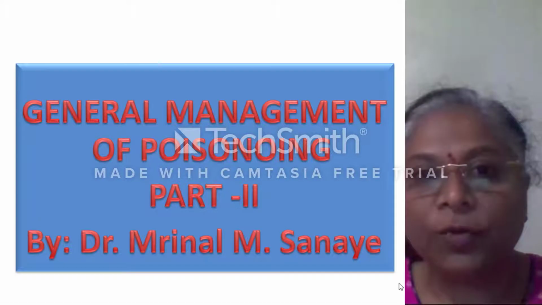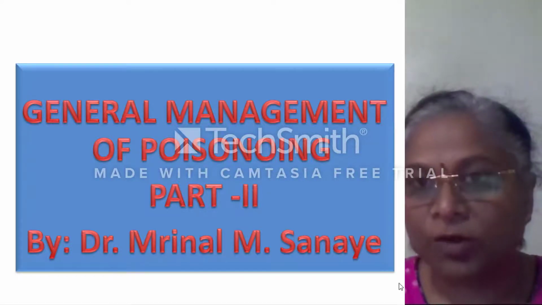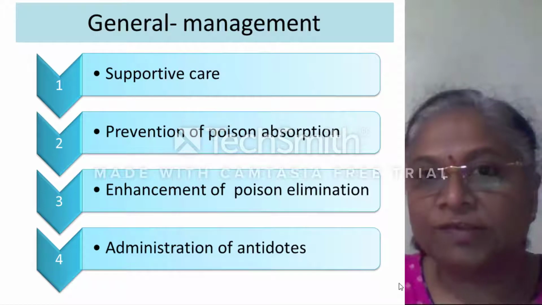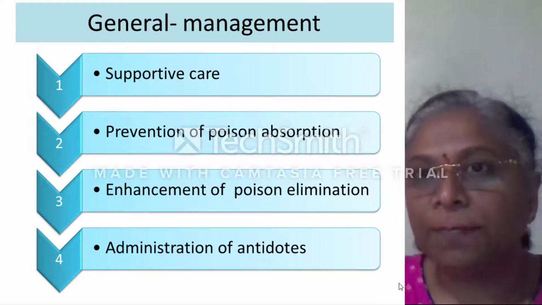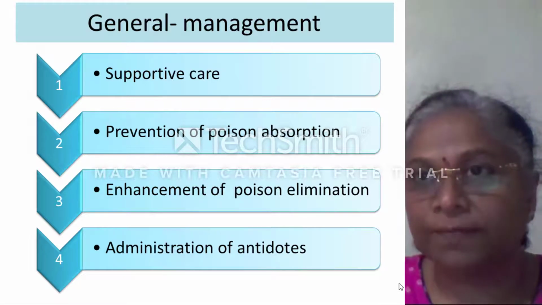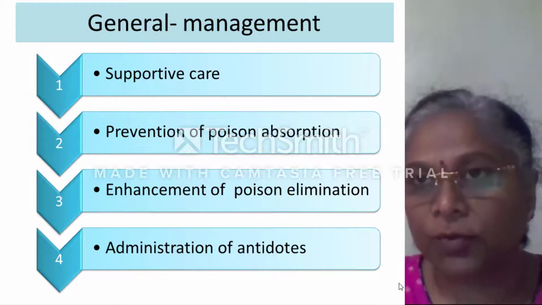Students, today we are going to learn about the second part of the general management of poisoning. In the general management of poisoning, we know that the first step is always supporting the patient and taking supportive care. The second important step is preventing further absorption of the poison in his body. The third step is to enhance the elimination of the poison from the body. And the fourth is administering a correct antidote.